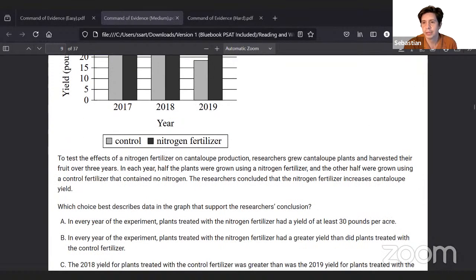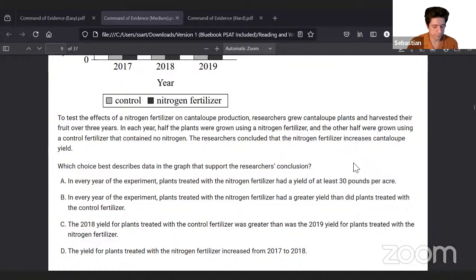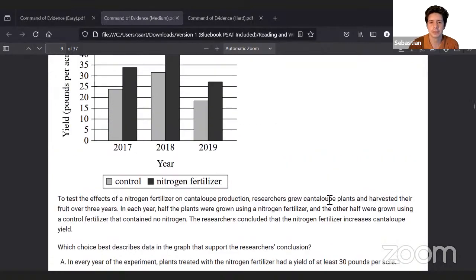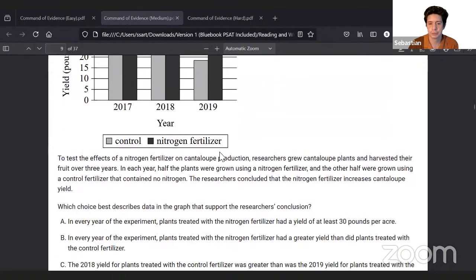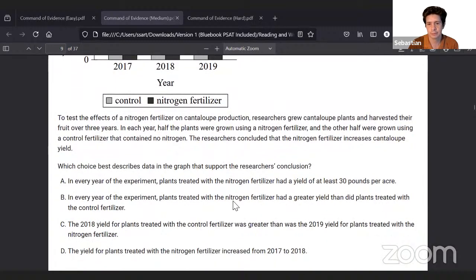So they concluded, right, that nitrogen increases cantaloupe yield. In every year of the experiment, plants treated with nitrogen fertilizer had a yield of at least 30 pounds per acre. That could help, but it doesn't compare them, and I think we were looking for something that'll compare them. In every other experiment, plants treated with nitrogen fertilizer had a greater yield than did plants treated with the control fertilizer. Okay, that's true, and that does do the comparison.